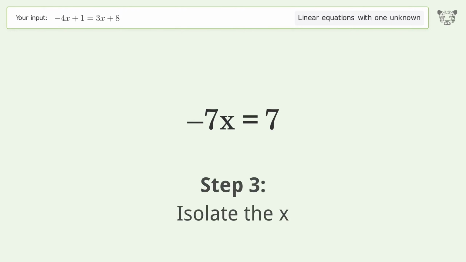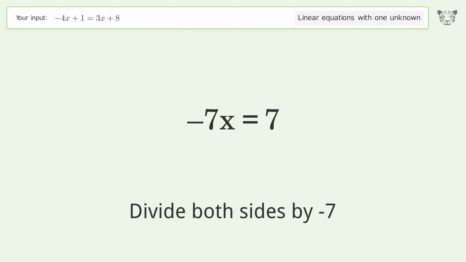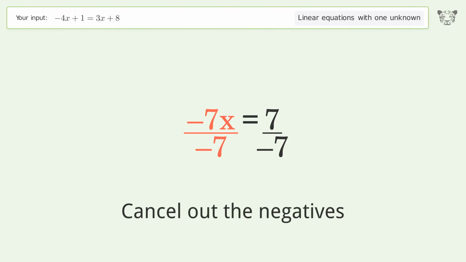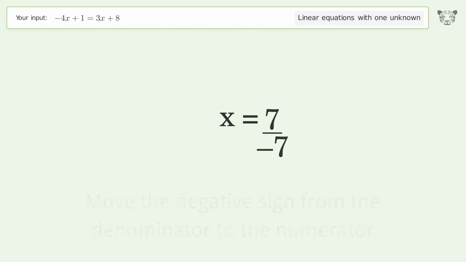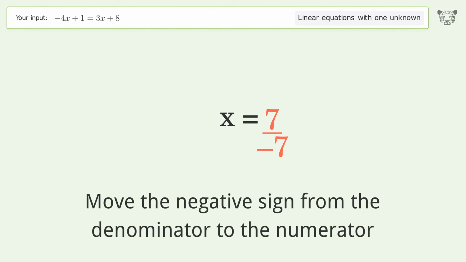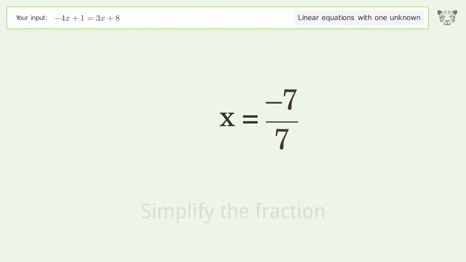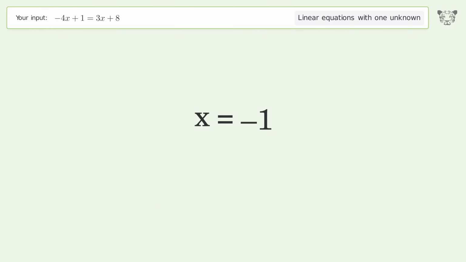Isolate the x. Divide both sides by -7. Cancel out the negatives. Simplify the fraction. Move the negative sign from the denominator to the numerator. Simplify the fraction. And so the final result is x equals -1.